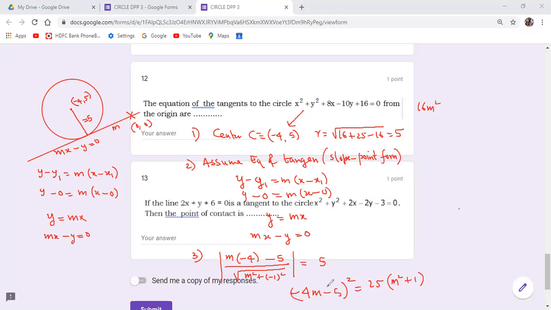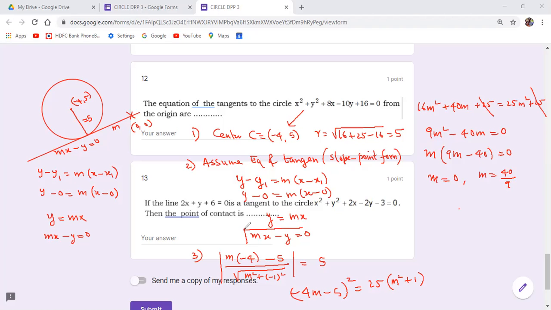16m square, 5 into 4, 20, 20 into 2, 40. Plus 25 is 25m square plus 25. So 9m square minus 40m equal to 0. Take m common, 9m minus 40 equal to 0. Either m is 0 or m is 40 by 9. So you got m's value, and this was your assumption. So if you put this in this, you got the answer.